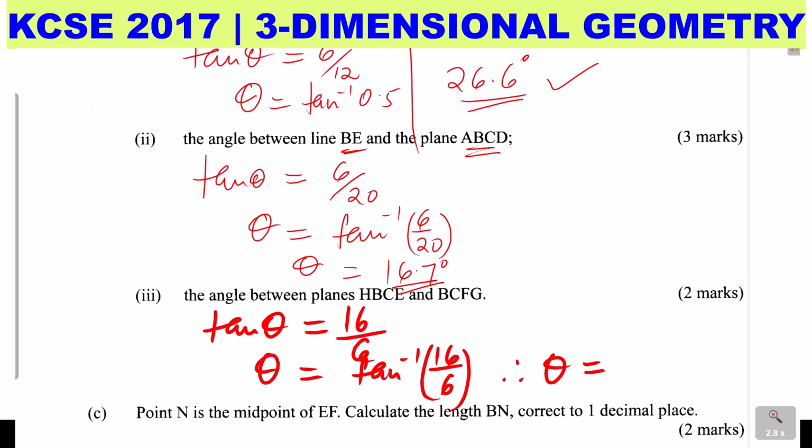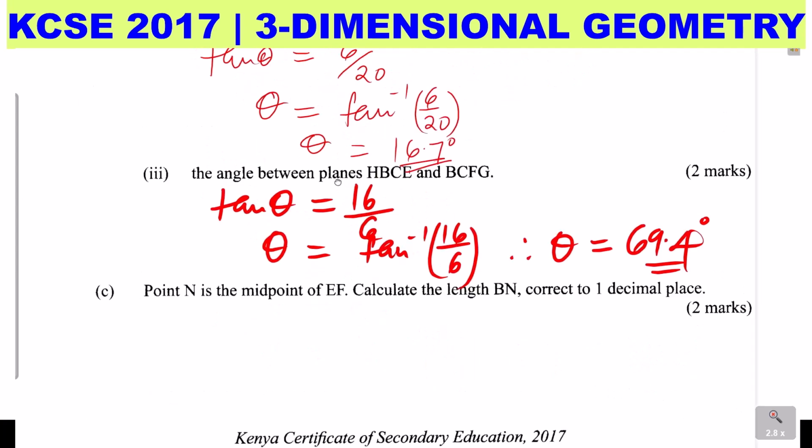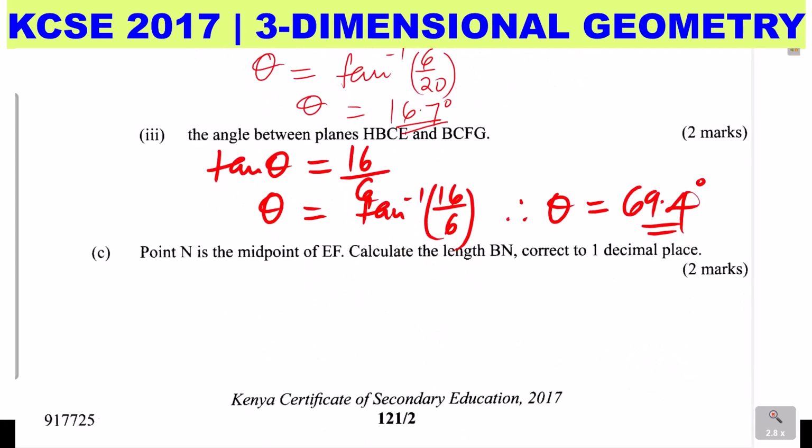And this one will give the angle as 69.4 degrees, correct to one decimal place. So that is how you work out part 3. We go to the last part. The last part is C. Point N is the midpoint of EF. Calculate the length BN, correct to one decimal place.